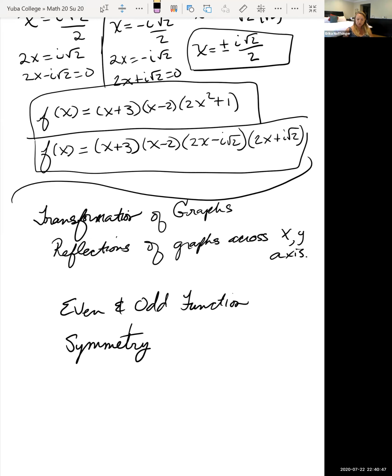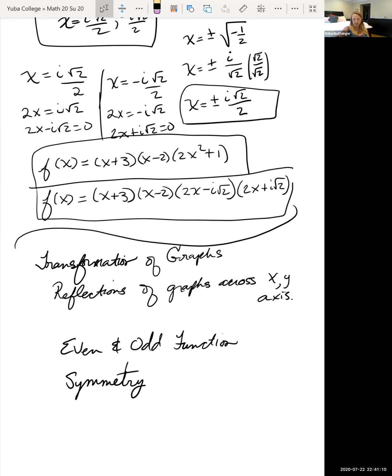We talked about symmetry with parabolas, so we already talked about conic sections, so we don't have to go there. I can't think of anything else that you guys have covered. Complex numbers, but kind of talked about that when we were doing this over here. So I think that's it.